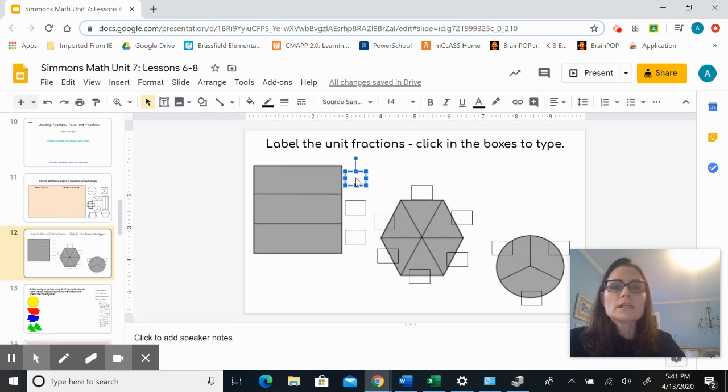So to do that, you're going to click, and that gets you all those blue boxes. So you're going to have to click more than once to get that blinking line so that you can type inside that box, okay? And then you're going to click again a couple times so you get that blinking line to type inside that box. And then for that one too, okay? So you're going to do that for all of the unit fractions. Make sure you watch that video so you understand what a unit fraction is.